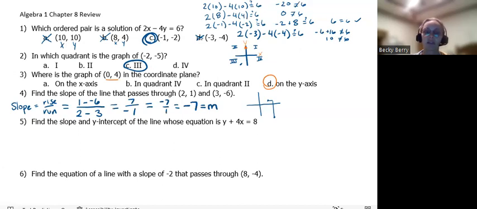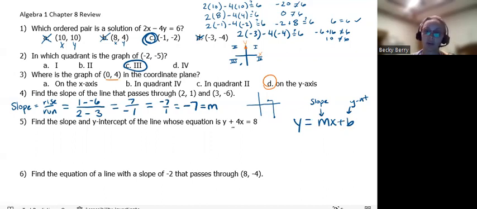Find the slope and y-intercept of the line whose equation is y plus 4x equals 8. So on this one, most of the time we're used to getting this form of a line, y equals mx plus b, where m is our slope and b is our y-intercept. So we just need to rearrange this just a little bit. Y doesn't have any coefficients, so that's good. We just need to move this x to the other side so that it's in this form. If you don't, you'll see that there's going to be a difference in what you think the slope is.